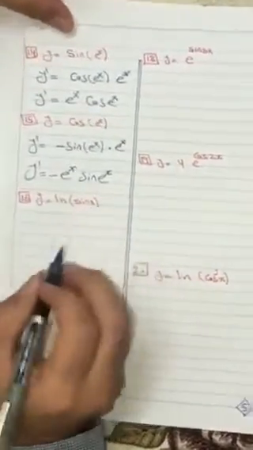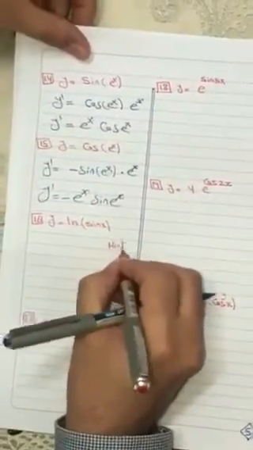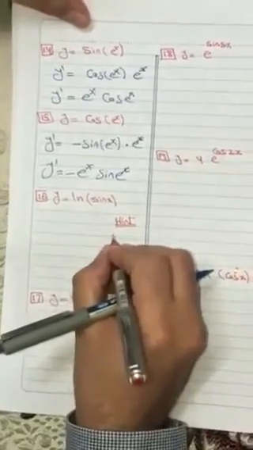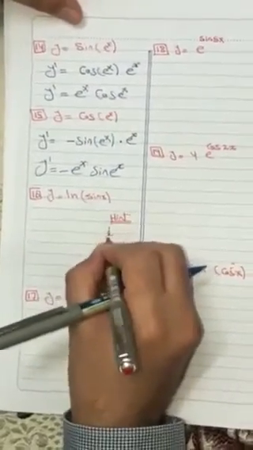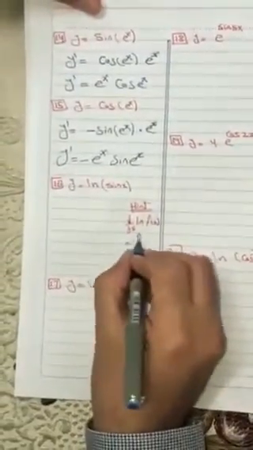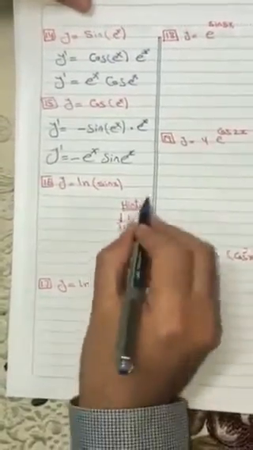Question 16. y equals ln sine x. Let's remember the derivative of ln. d by dx of ln f of x. Do you remember? It was f dash of x over f of x. So let's do it.